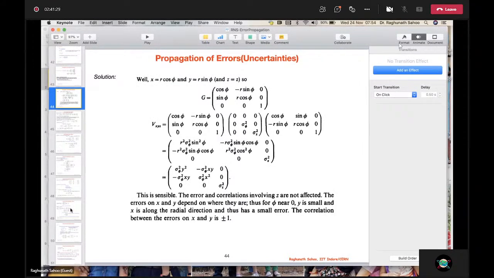Yes, sir. Sir, can you suggest a book just for the least square method? Least square method is very standard. You can find any book. Go to John Taylor or Roger Barlow, Statistics by Barlow or Error Analysis by John Taylor. Okay, sir. Thank you, sir. Yeah, so I used the error propagation formula in the matrix form.